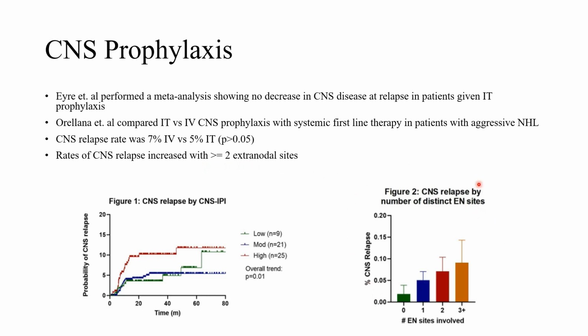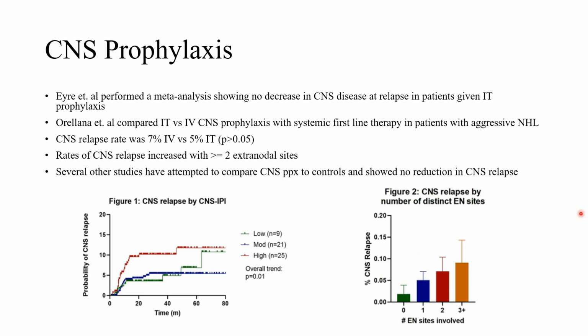And they also noted that the rates of CNS relapse increased with multiple extranodal sites. So that's what figure 2 here is showing. As you have more extranodal sites, the risk of CNS relapse seems to increase as well. There are some other studies that have attempted to compare CNS prophylaxis to controls, and that also showed no reduction in CNS relapse. But nevertheless, CNS prophylaxis does remain somewhat common in younger and more fit patients, especially with high-risk disease. It still is done somewhat commonly.